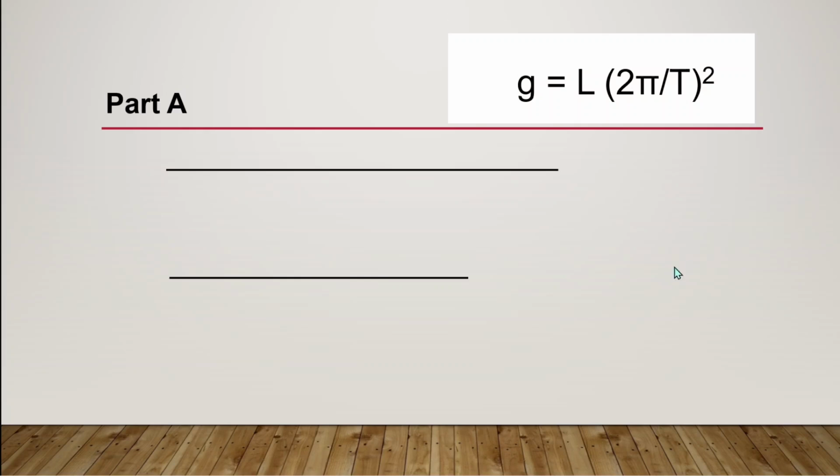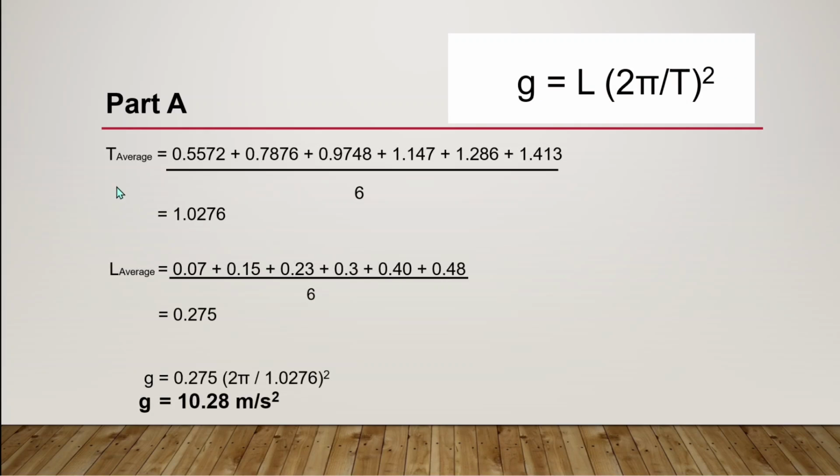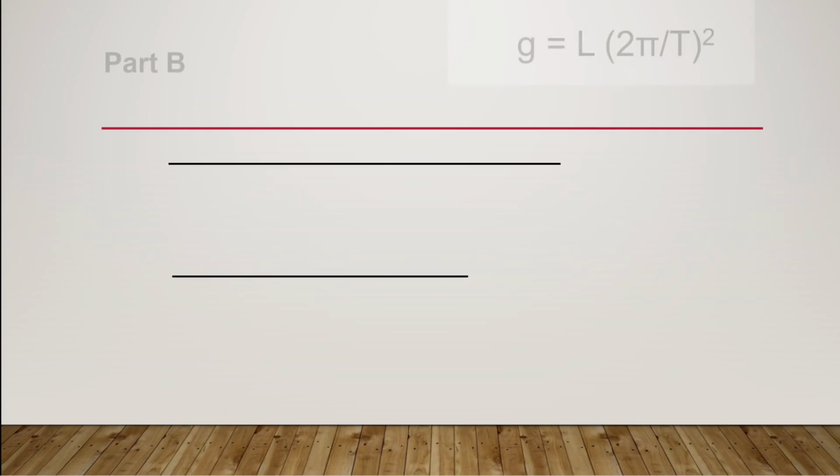For part A, first we have to calculate the T average and the L average. Using the data we did earlier, we just calculate the average, and then we substitute into the formula. g equals L 0.275 times 4 pi squared over T 1.0276 squared, and you get an answer of g, gravitational acceleration, equals 10.28 meters per second squared for part A.